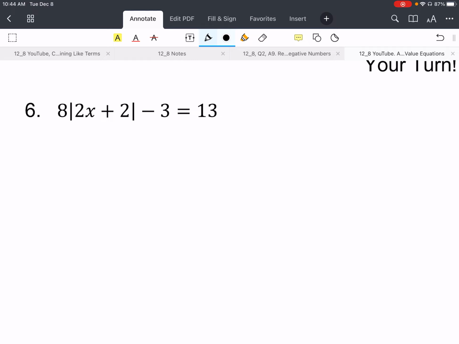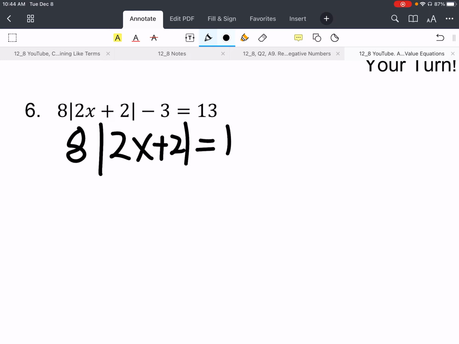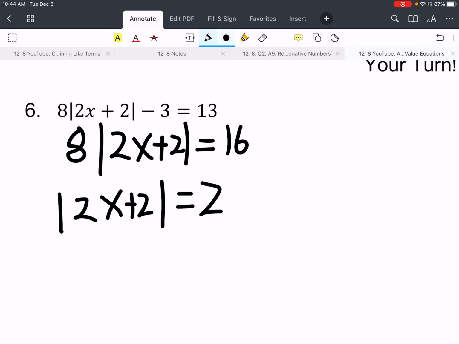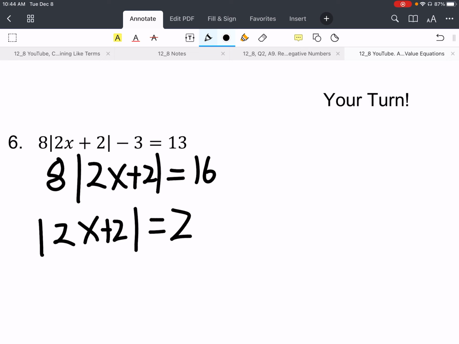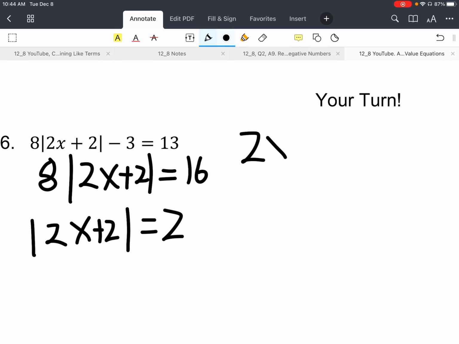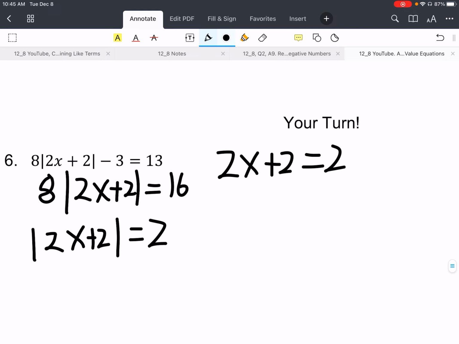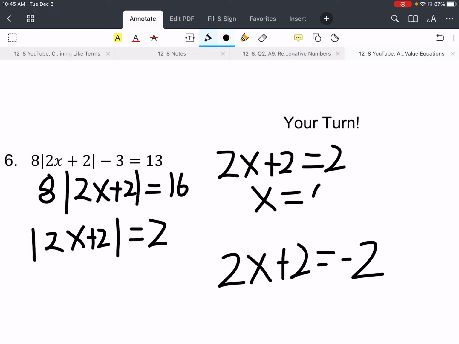All right, I would add 3 to both sides first. I would end up with 8 times the absolute value of 2x plus 2 equaling 16. Divide both sides by 8. Absolute value of 2x plus 2 equals 2. So my two equations would be 2x plus 2 equals 2 and 2x plus 2 equals negative 2. Solve this, we get x equals 0 and x equals negative 2.